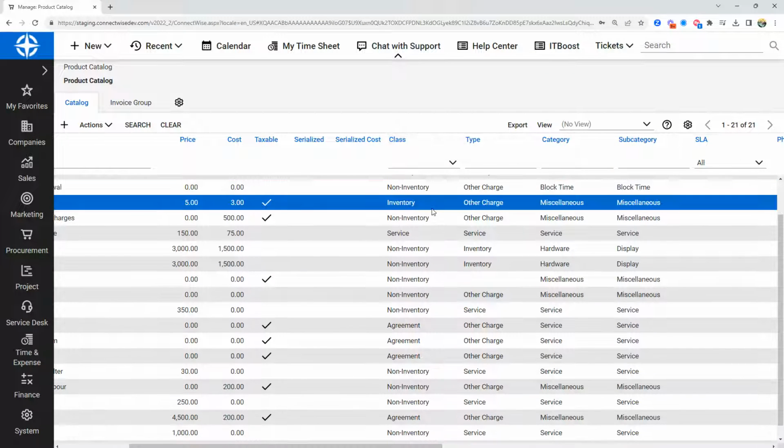That is a recap of the class which is managed within the product catalog.